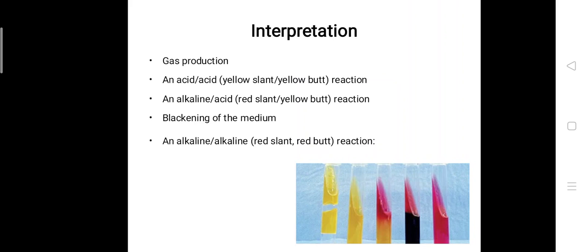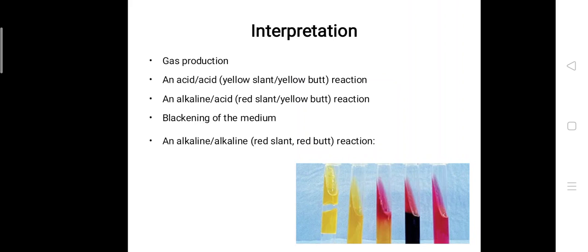Here in the interpretation, I have given the image. The first one is gas production. What is this gas production? Here in the yellow tube, you can see there is a space, which is usually gas production, a bubble or a crack in the agar. This indicates that there is a production of gas, the formation of carbon dioxide and H2, hydrogen.